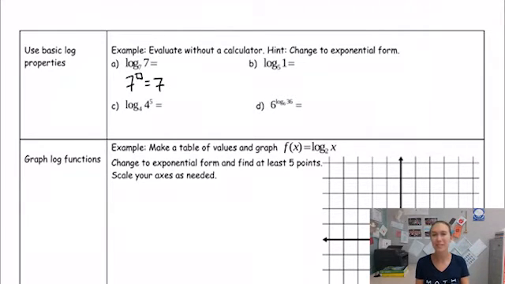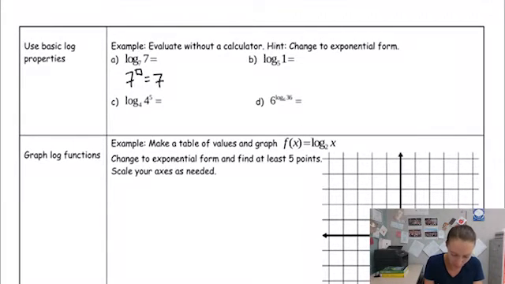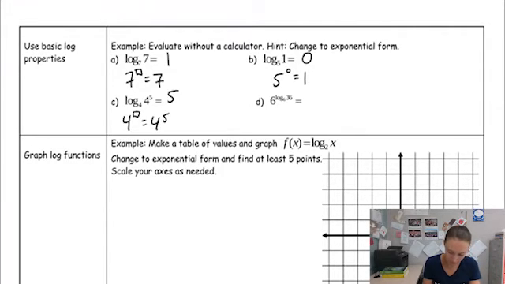And I would suggest pausing the video, seeing if you can do these 4 problems without me, and then checking your answer. So this is going to be 1. Log base 5 of 1 is 0 because 5 to the 0 power is 1. 4 to the what power is 4 to the 5th? That would be 5. And log base 6 of what equals the exponent, log base 6 of 36. This is going to be 36.